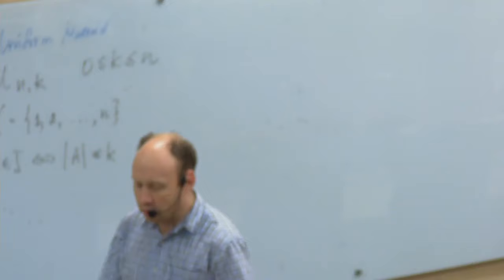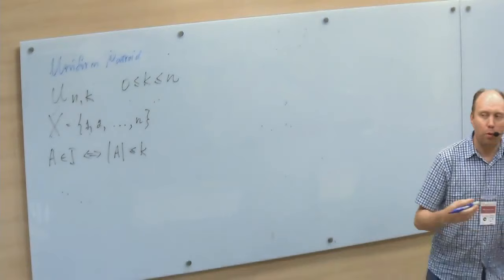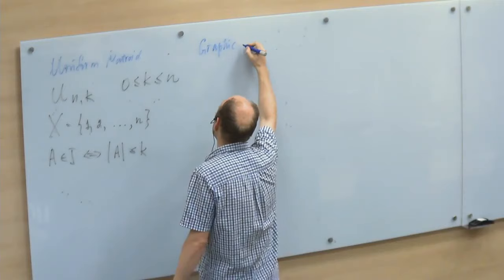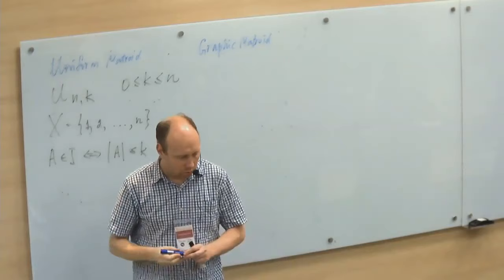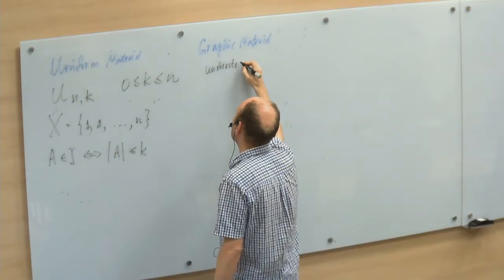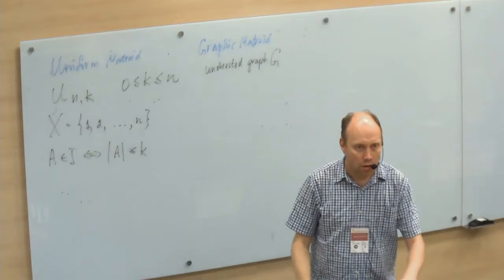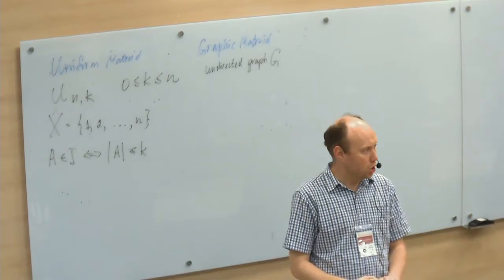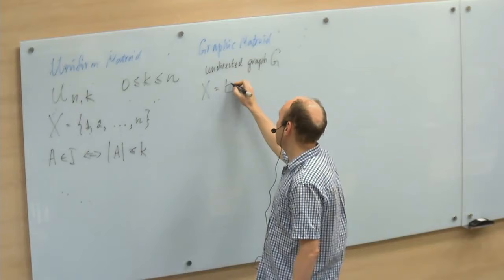The second example that we will consider is maybe more interesting, but therefore more difficult. It's called the graphic matroid. We have an undirected graph G, non-directed graph G, and we use its edges as objects. So objects are edges of G.